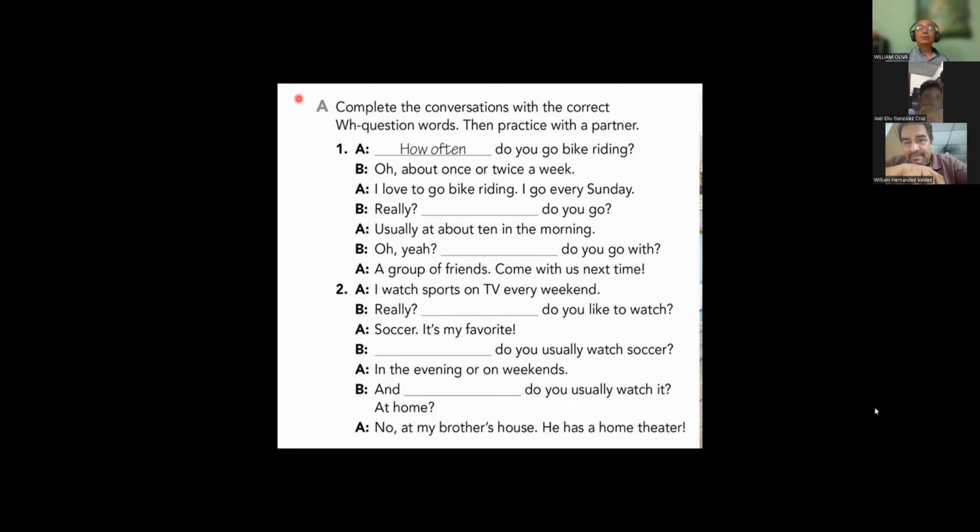Who do you go with? The next one? Really? What sport do you like to watch? Next one? What time do you usually watch soccer? And the last one? Where do you usually watch it? At home? Very good.